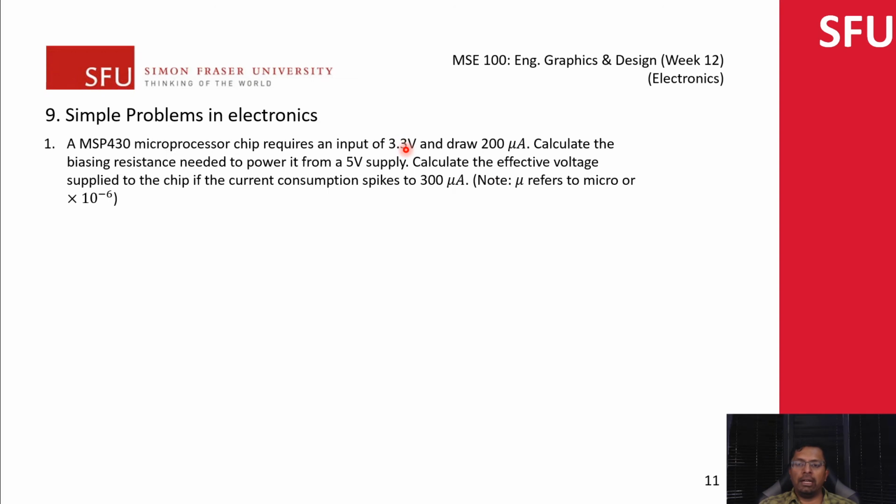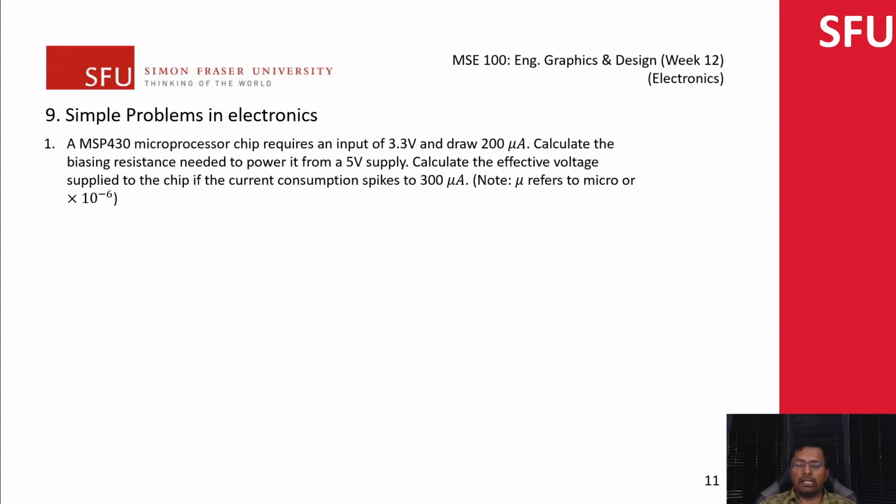So the data sheet, I've read it, tells me that I need a 3.3 volt supply, and it draws 200 microamps when it's running. So what we need to do is just as we did for the previous example for the LED. We are driving this from a 5 volt supply, and then we need to figure out what the biasing resistance needs to be, and then what also happens if there is a spike in the current consumption. So you're going to assume that there is a sudden spike in the power current consumption to 300 microamps, and then you want to see what is the voltage change.